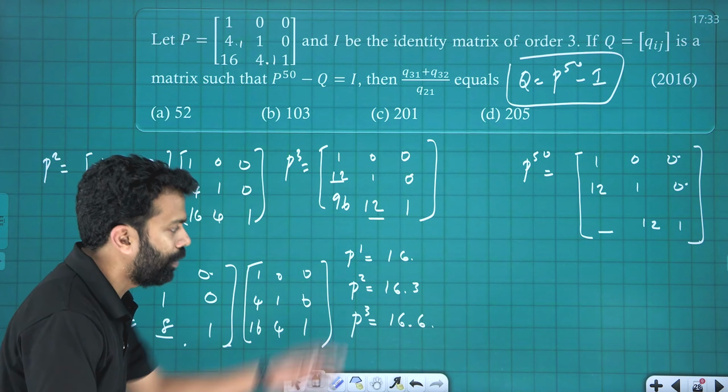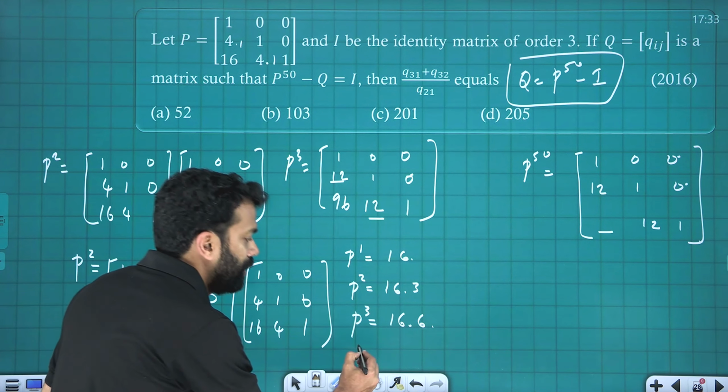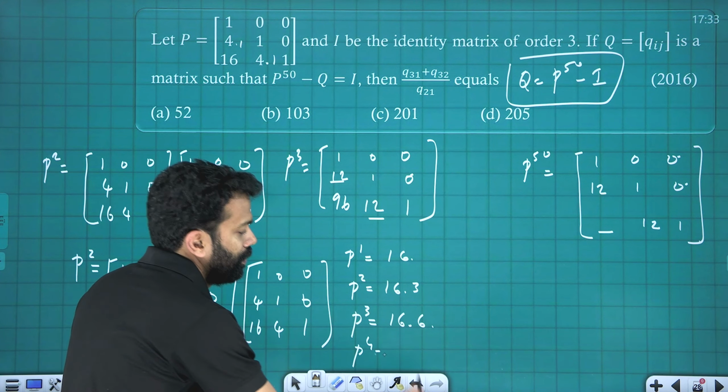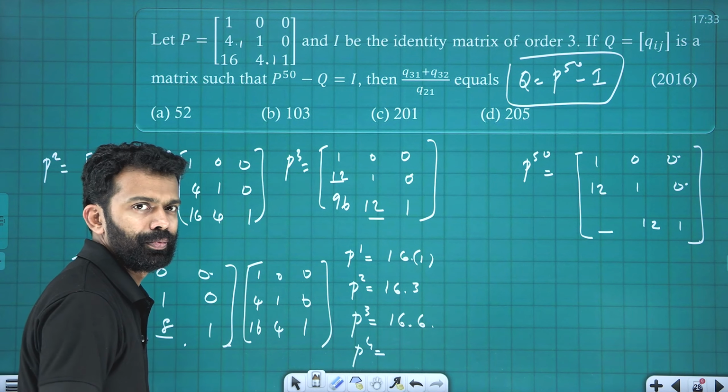So how will you find the pattern from here? What is the pattern among the numbers? Here it is 1, 3, 6. There is a simple and beautiful pattern here. Could you identify that? Just hit the pause button and try to identify the pattern. What will be the pattern for P raised to 4? So here 16 into 1, 16 into 3, 16 into 6, and what will be for P raised to 4?